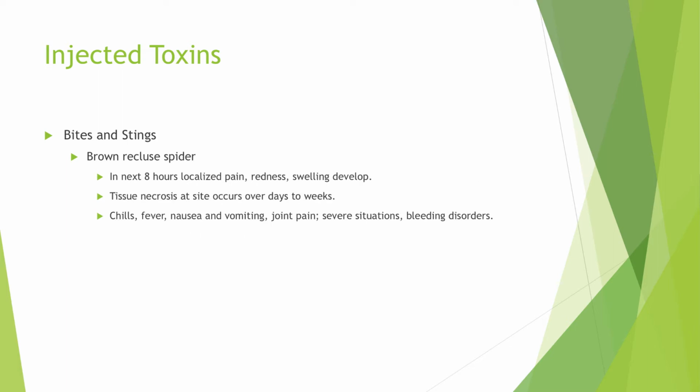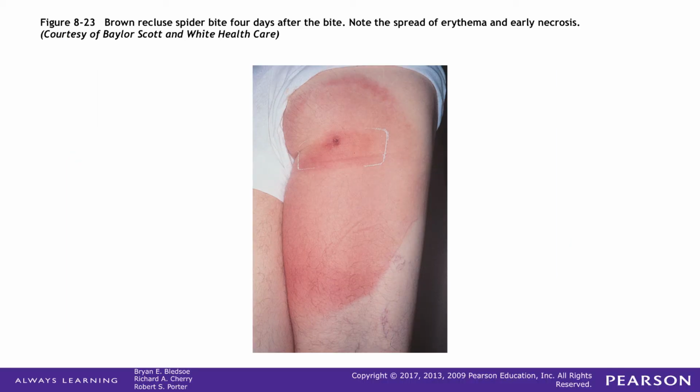In the next 8 hours, you have local pain or redness, tissue necrosis at the site, and over days to 2 weeks, eventually you might get chills, fever, nausea, vomiting, joint pain, bleeding disorders. So once you start having some of the initial symptoms, if you feel like you got bit, you see some of that localized pain, redness, and swelling, tissue necrosis, you start thinking, I need to get that looked at and not wait too long for it.